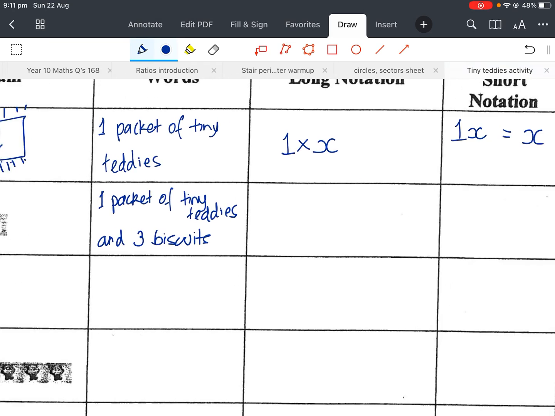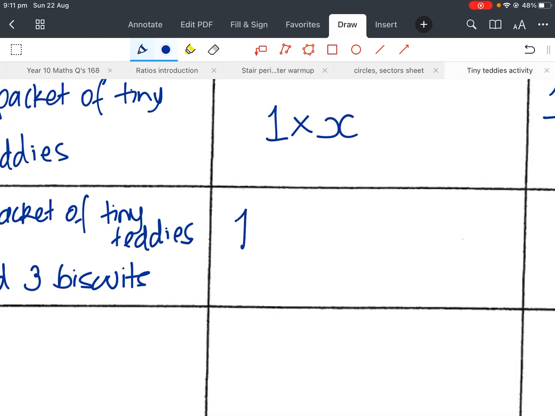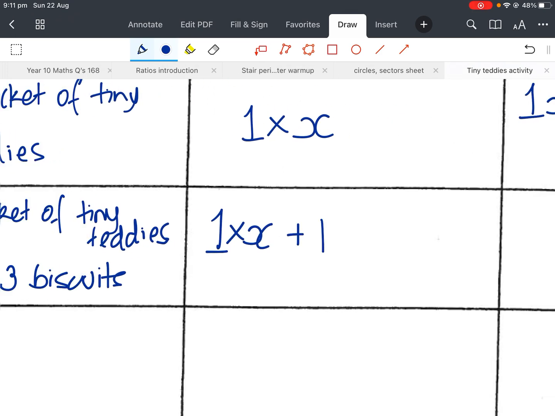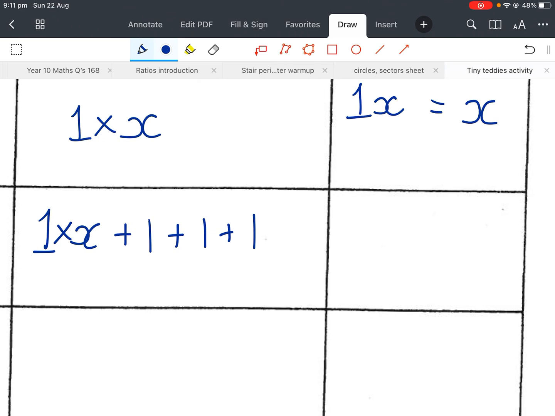Okay, so we've got 1 packet of tiny teddies. We learnt before that that was 1 times X plus, how many biscuits do I have? I had 1 biscuit and another biscuit and another biscuit. So I had 1 plus 1 plus 1. Now we learnt how to shorten 1 times X already, didn't we? We knew that that shortens to just X.